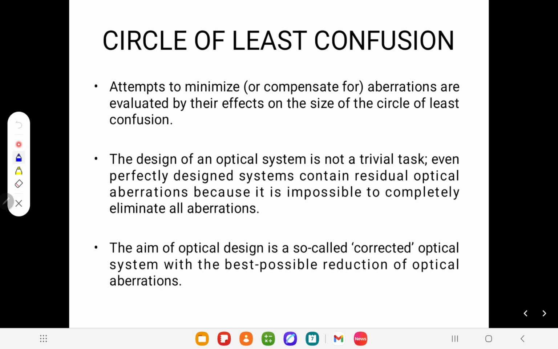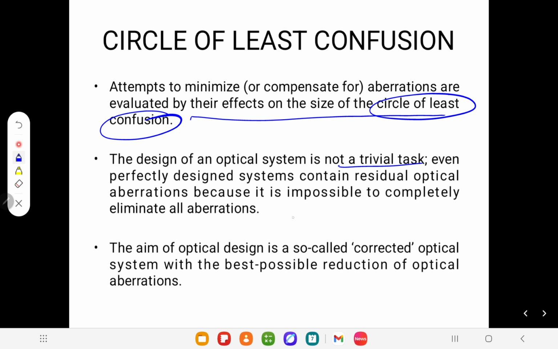So, the attempts to minimize or compensate the aberrations are evaluated by their effect on the size of the circle of least confusion. Because if the size of the circle of least confusion is smaller, then the focus is greater. If the circle of least confusion is larger, then it is defocused. The design of an optical system is definitely not a trivial task.